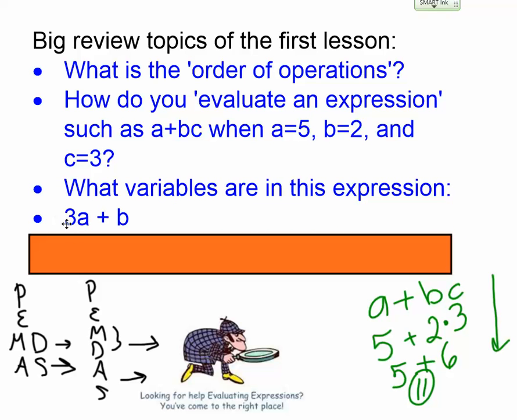And then the variables in the expression, we talked about variables. Variables are letters that we use in place of a number. So the variable is A, the variable is B, and this means 3 times my value for A, and then I add whatever B is. So this is called a variable expression because it has variables and numbers and operations.